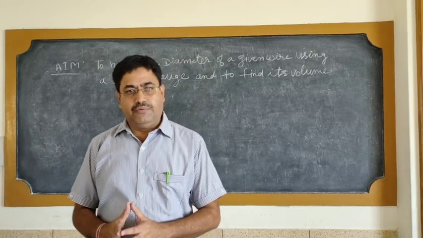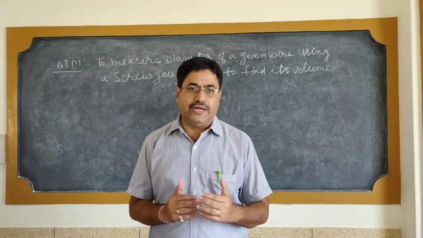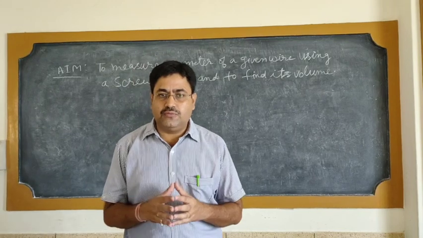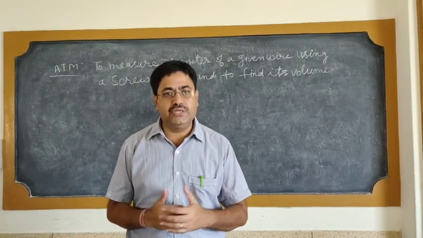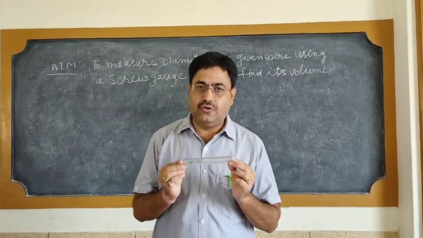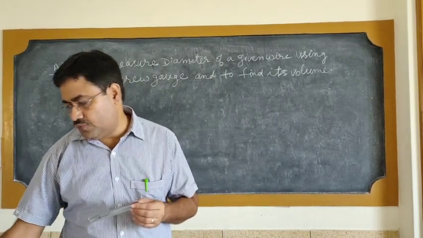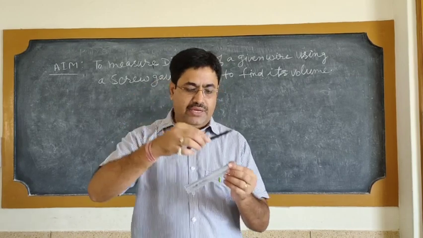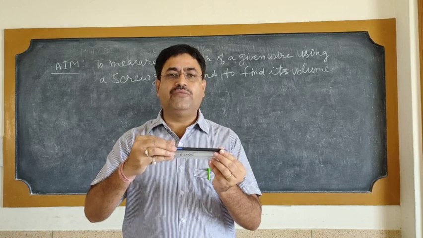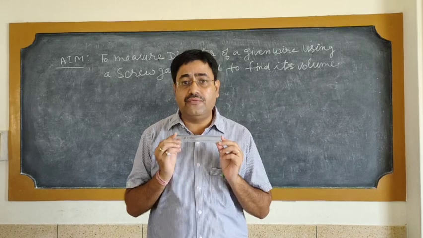Today I will show you how we can use a screw gauge to find the diameter of a given wire and to find its volume. First of all, we try to understand why we are using a screw gauge. All of you know when we want to find the length of a given line, we use a scale. Suppose I want to find the length of this pen, I put it here and suppose it is near about 12.5 centimeter. Suppose I write the length of this pen is 12.5 centimeter.